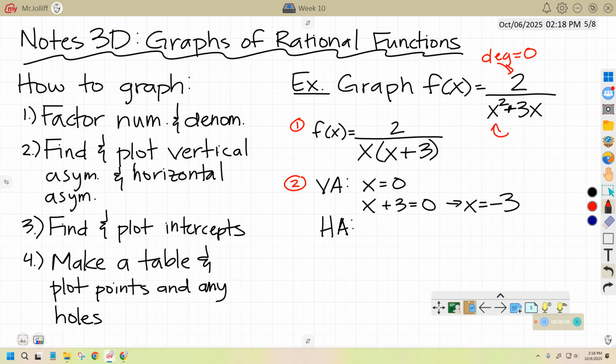What's the degree of the denominator? 2. Perfect. x squared, biggest term down there. So looking at that, numerator degree is smaller than denominator degree. What does that tell me about my horizontal asymptote? I hear Marissa mumbling something. Yes? So y equals 0. Very good. Numerator degree is less than denominator degree.